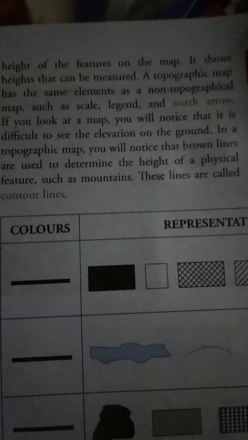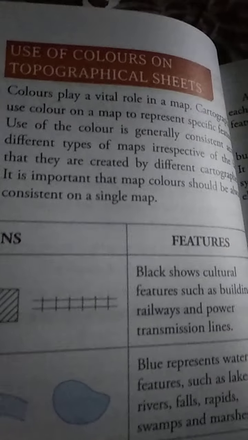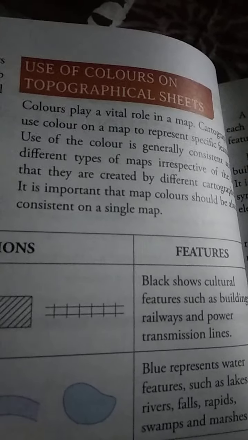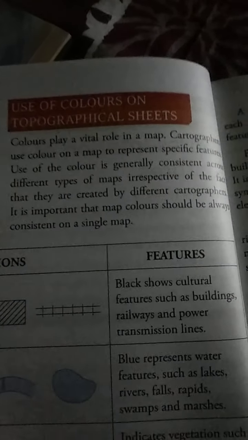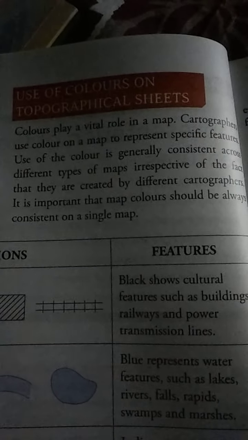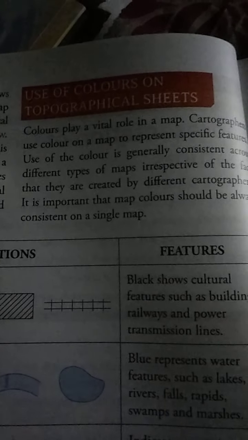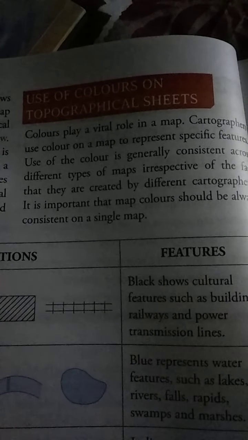Now, here in a topographical map, you will notice lines of different colors, like brown lines, which are used to determine the height and physical features such as mountains. Those lines are known as contour lines. In a topographical map, different colors are used, and that's why these colors play a vital role in a map. Cartographers use these colors on the map to represent specific features like mountains, rivers, settlements, etc.